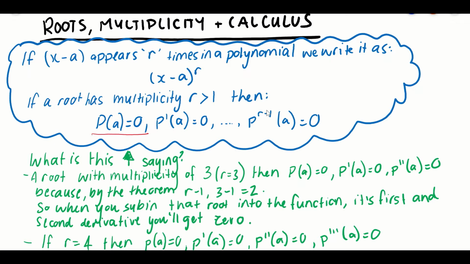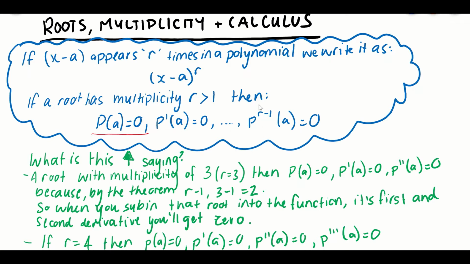So in blue there is the theorem that we're looking at today. It says that if you have a factor with multiplicity r, let's say 2, that means that factor, when subbed into the original equation and the first derivative, will give you 0. If it has multiplicity of 3, then that factor, when subbed into the original equation, first derivative and second derivative, will give you 0. So that's where this r minus 1 comes from.